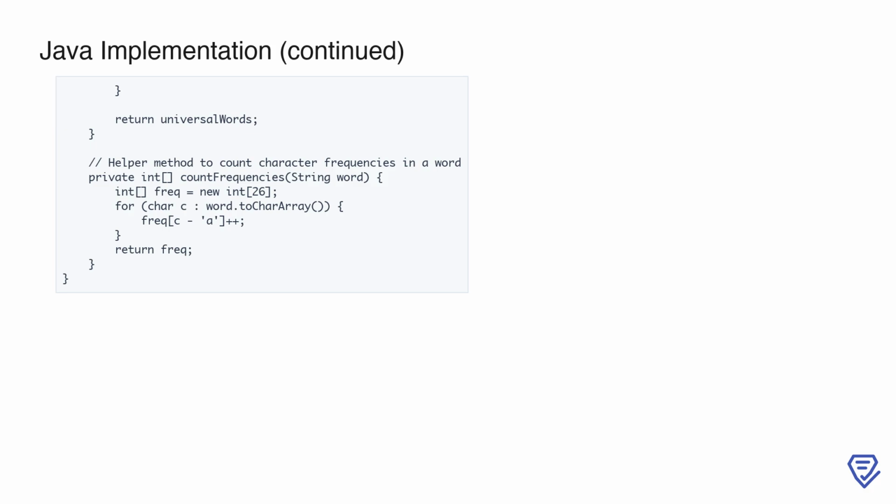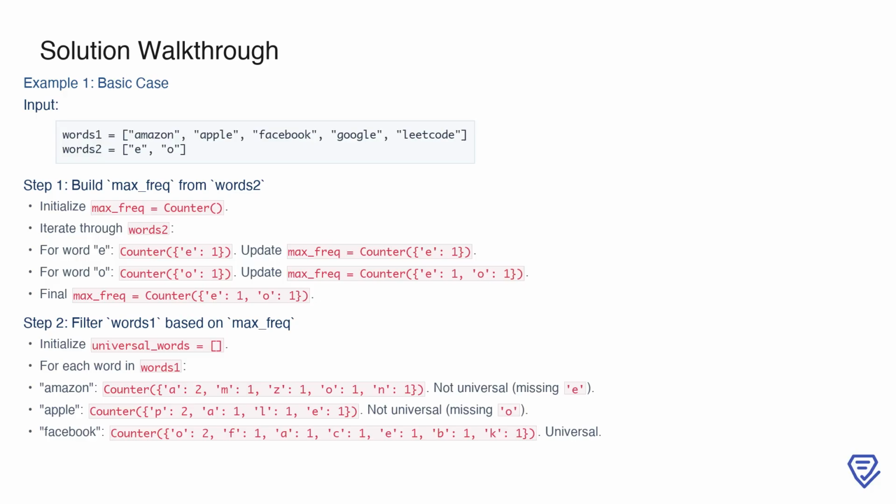To solve the word subsets problem, we start by analyzing the inputs. Here, words 1 is a list of potential universal words, and words 2 contains the constraints that any universal word must satisfy. First, we build the max_frequency counter from words 2. This counter keeps track of the maximum frequency of each letter across all words in words 2. For the word E, we update max_frequency to include E1. Similarly, for the word O, we add it to max_frequency, resulting in counter E1, O1.